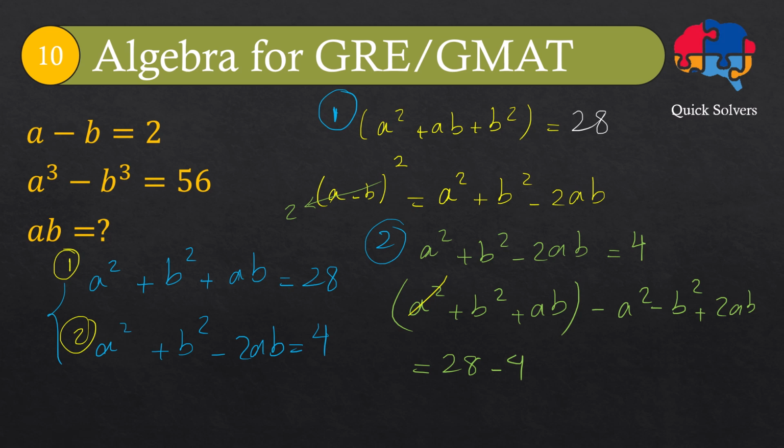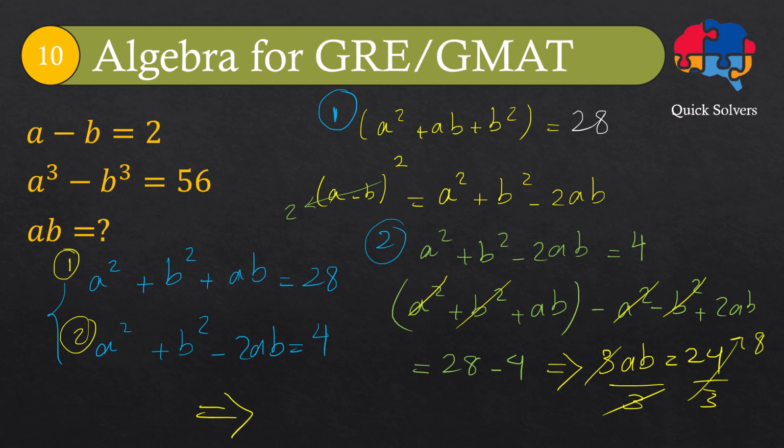So you see that the a squared and minus a squared cancel out each other, b squared and minus b squared cancel out each other, and we have a times b plus 2 times a times b equals 28 minus 4. From this we got 3 times a times b equals 24. All right. If I divide each side by 3, the 3s cancel out, and this equals 8. Okay, so I can conclude that a times b equals 8, and then we are done.